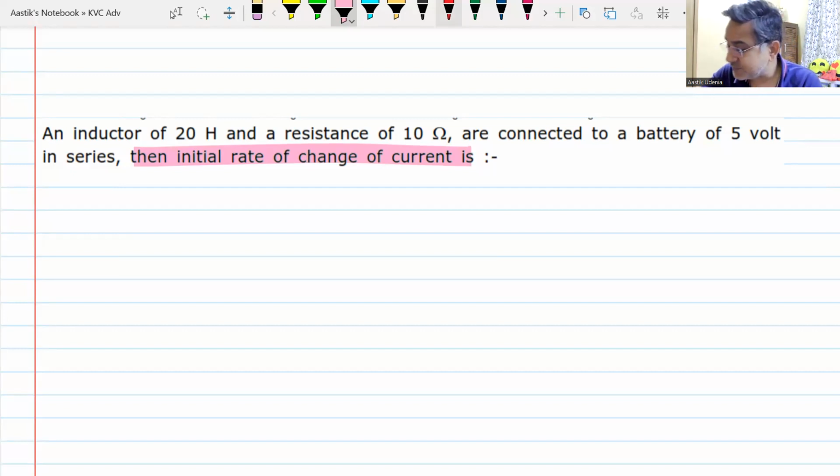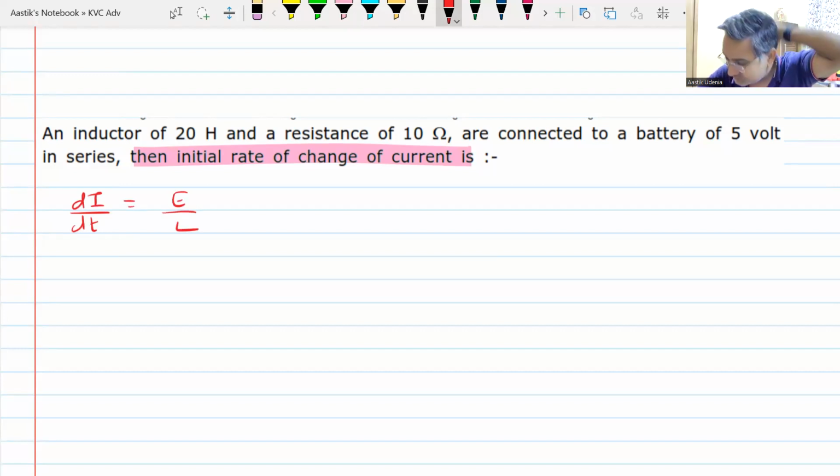Remember the initial di by dt. Di by dt is E by L. Do you remember this? Yes. Just have to divide E by L and you will get your answer. So this finishes this part of the course. We are done with your EMI. As such, we have covered everything that could come into EMI.